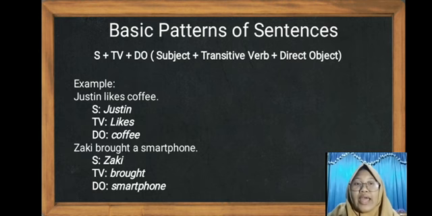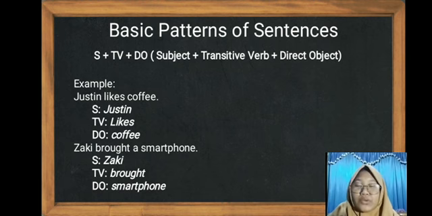Next, I have the S TV DO. This pattern includes a subject, a transitive verb, and a direct object. Unlike intransitive verbs, transitive verbs are verbs that have a direct object. Meanwhile, direct object is the receiver of an action. Take note of the subject, transitive verb, and direct object in the following example. Example, Justin likes coffee. Justin as a subject, likes as a transitive verb, coffee as a direct object.